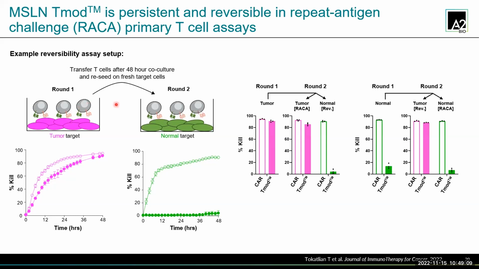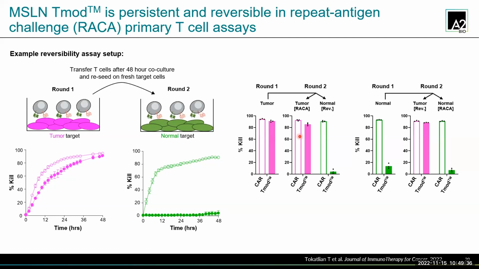So what you can see here is that TMOD T cells, which were first exposed to tumor cell targets, kill just as efficiently as CAR T cells alone, just like we saw previously, but could then be transferred onto fresh tumor cell targets, again, the closed pink magenta bar, and shown to kill just as efficiently as in round 1, similar to CAR T cells alone.